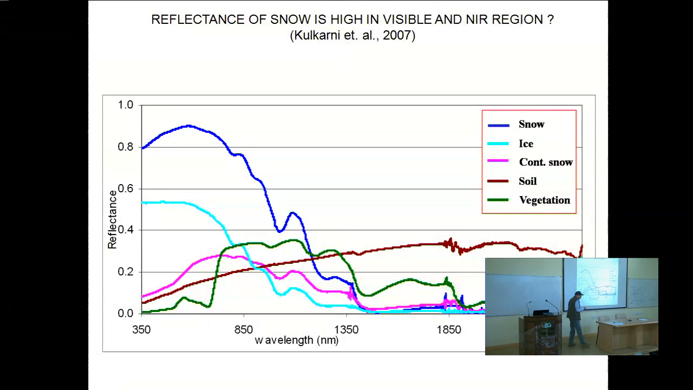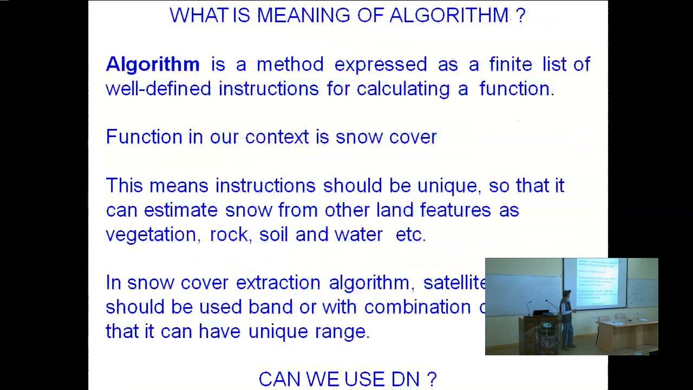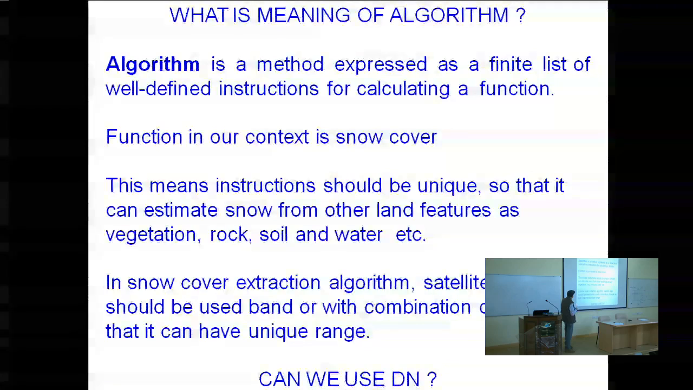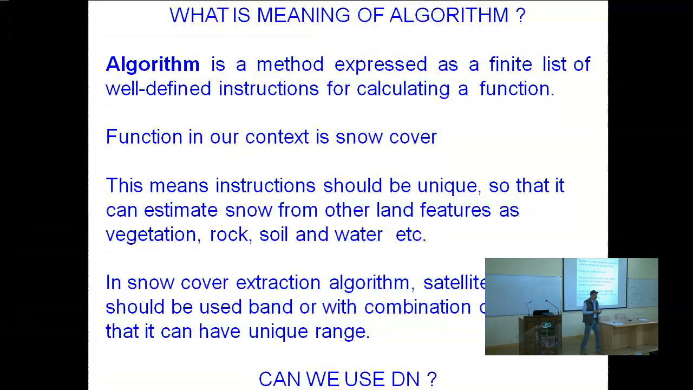and therefore we will look at another concept which is called an algorithm. That means now we want to do it automatically, we don't want to do it manually all the time. We want to do it by using computers, so that there is less human interference whenever it comes to doing this. So what is an algorithm? It is nothing but a method expressed as a finite list of well-defined instructions for calculating a function. And what is the function at this time? Snow. Yeah? We want to detect snow. That is what we want to do.